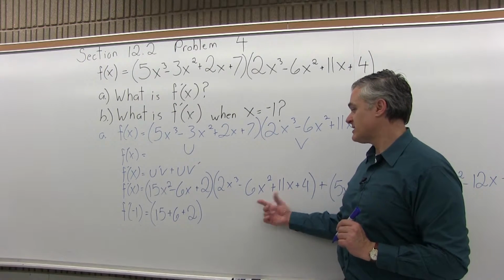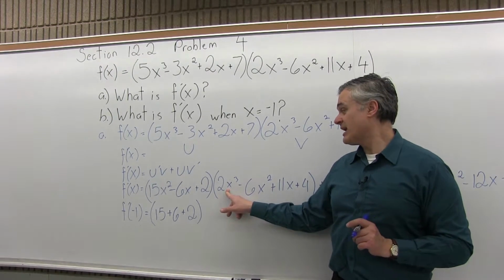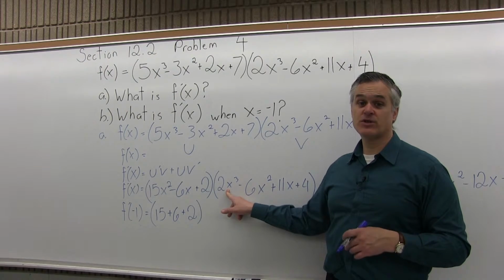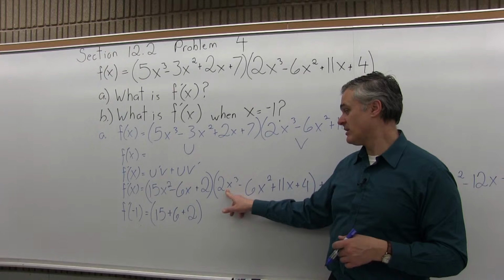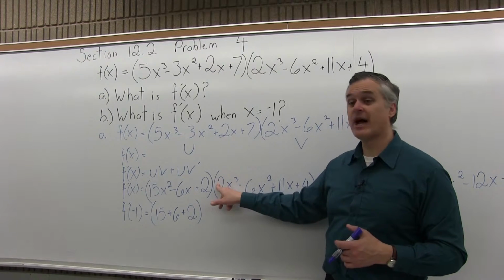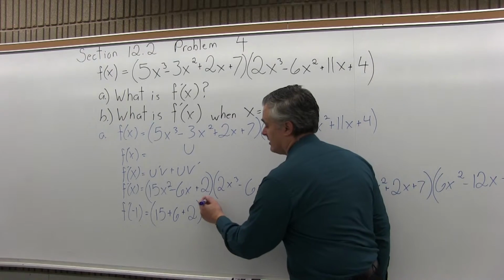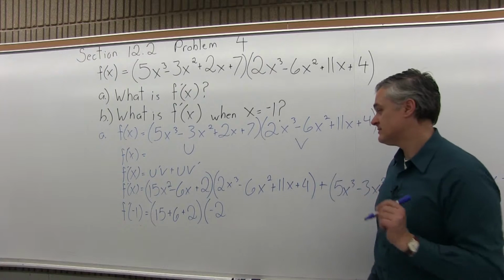The next set of parentheses starts with a negative 2x to the third. So if I put in a negative 1 for the x, negative 1 to the third is negative 1. It's negative 1 times negative 1 times negative 1. Odd amount of negatives, it stays negative. And you have the negative 1 that you get times the positive 2 in front. Negative 1 times positive 2 is negative 2.